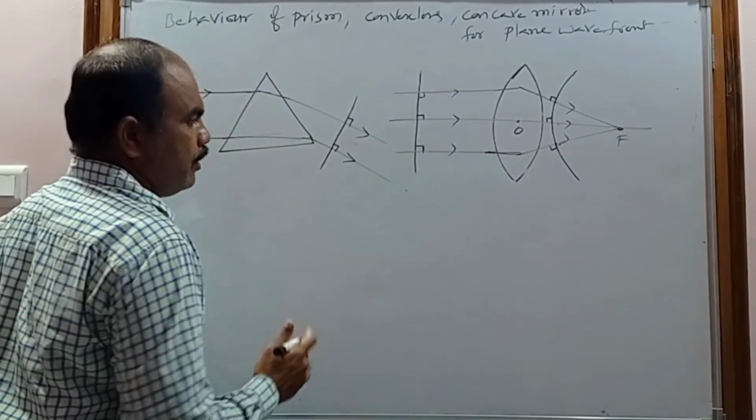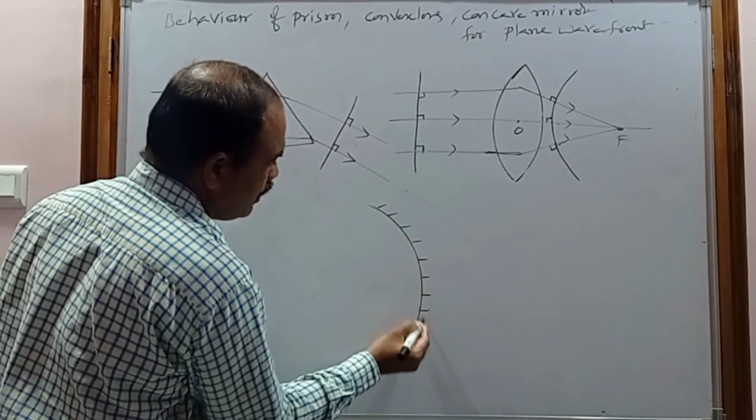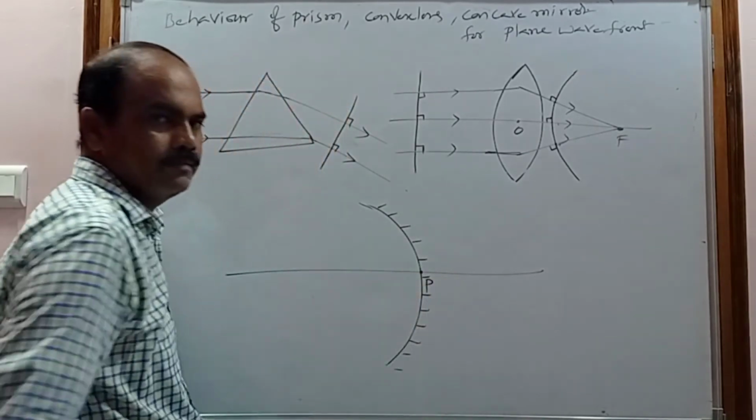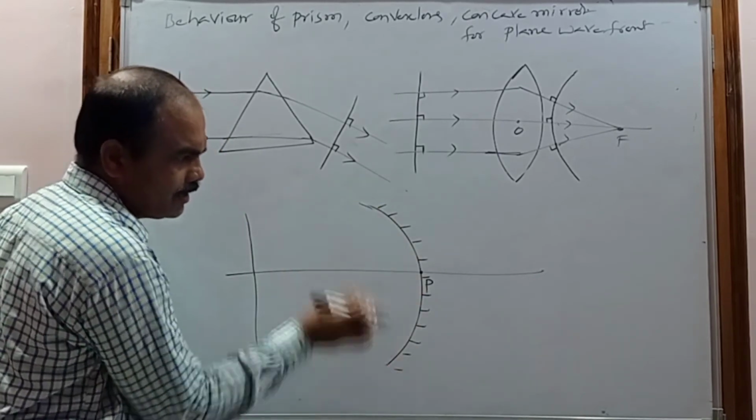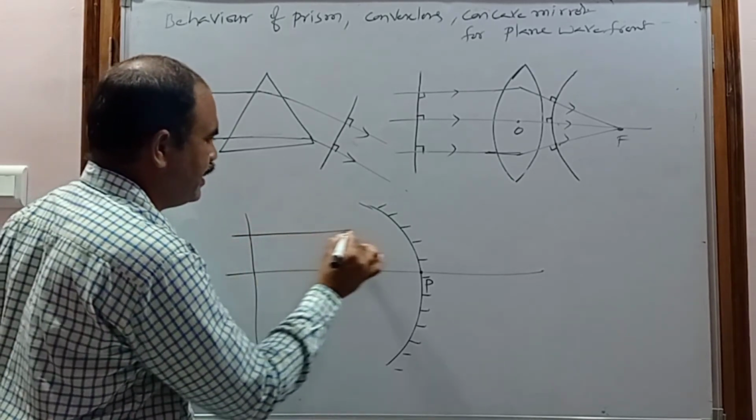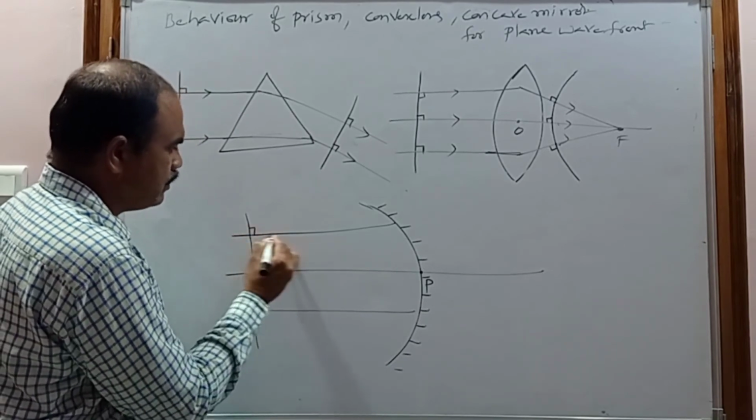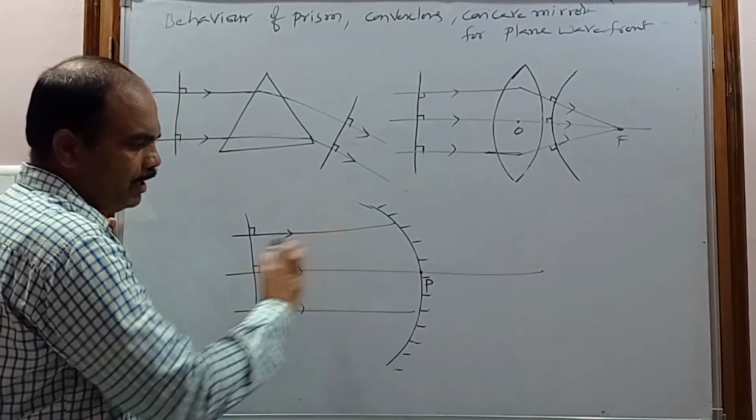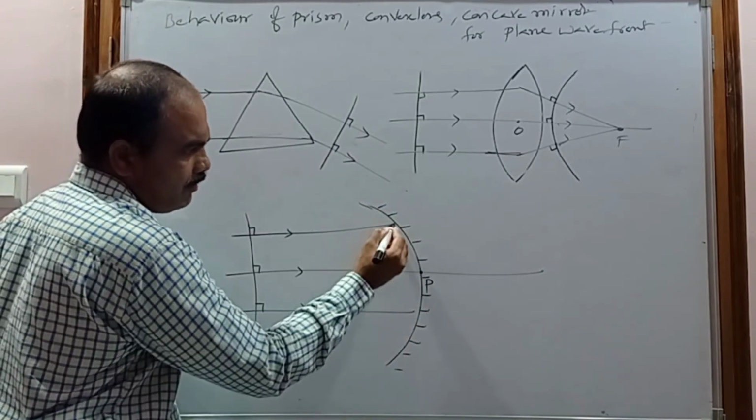Now coming to the concave mirror. Consider this is a concave mirror, this is the principal axis of the concave mirror, and this is the pole of the mirror. Now consider this plane wavefront that is going to be incident on the concave mirror. To know how it will change, I am again drawing light rays using Huygens principle. These light rays are perpendicular to this plane wavefront. They are parallel to each other and also parallel to the principal axis.